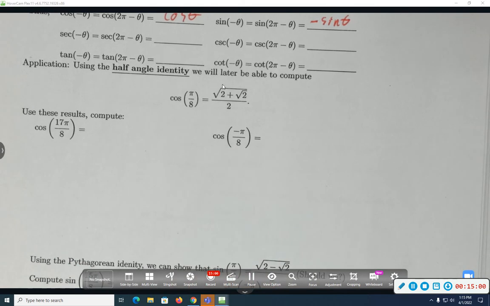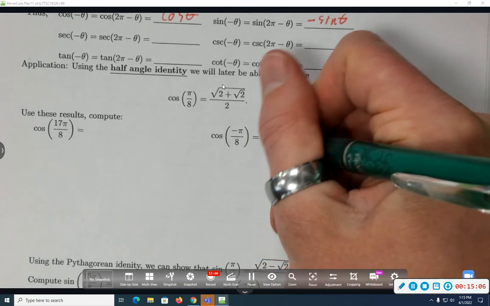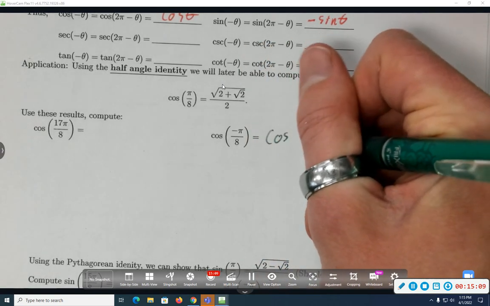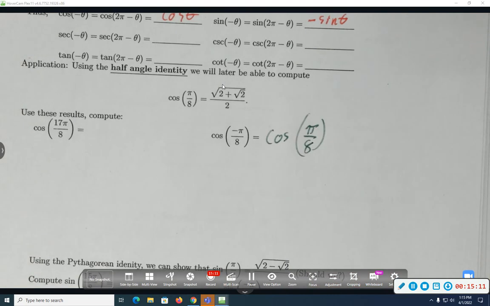Does cosine care if there's a negative sign inside the parentheses? No, it's even. That's what we just got. So cosine of negative pi over 8 is the same as cosine of pi over 8. Do we already know what the cosine of pi over 8 is? I guess as long as you believe what's written at the middle of the page. I haven't told you why that should be true. It is.